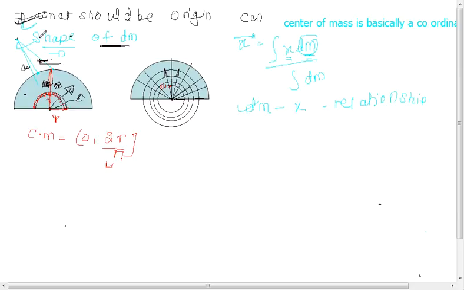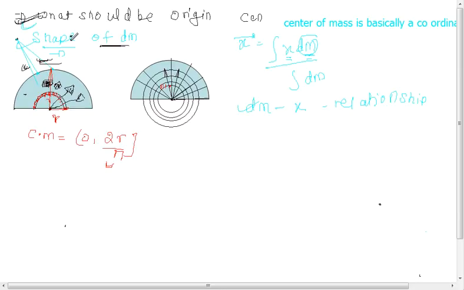So now we determine the shape of dm. We know what should be the origin, then we determine what should be the shape of dm. After that we are going to find out the relation between dm and x, because otherwise you cannot integrate. So we are going to find out the relationship between x and dm.